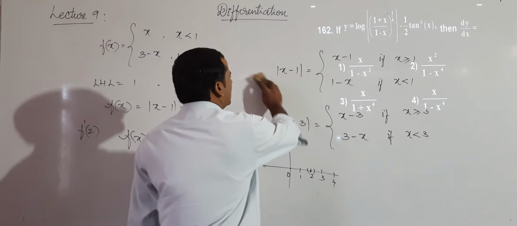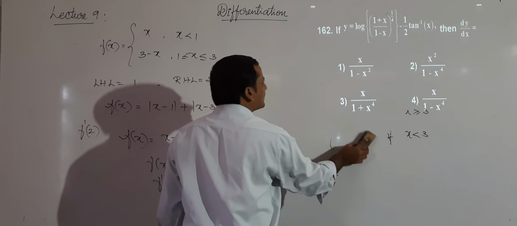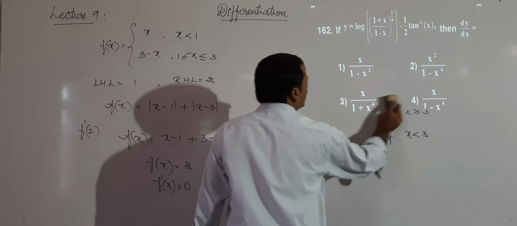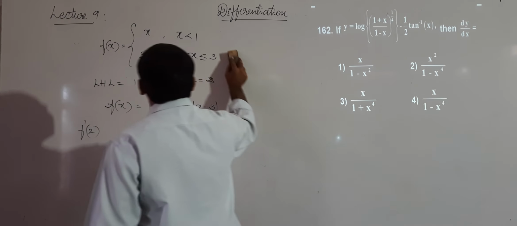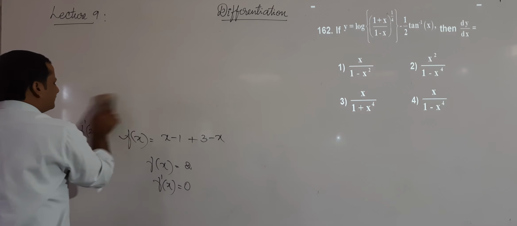162. If y is equal to log of (1 plus x by 1 minus x) whole power 1 by 4 minus 1 by 2 tan inverse x, then dy by dx.